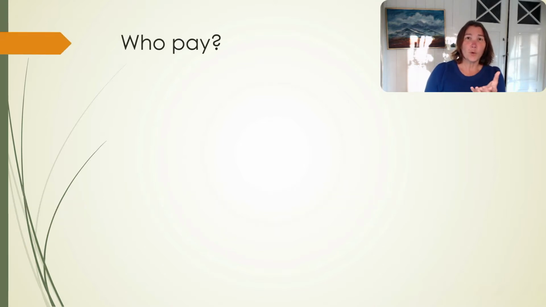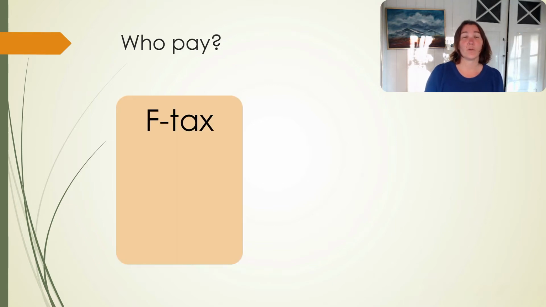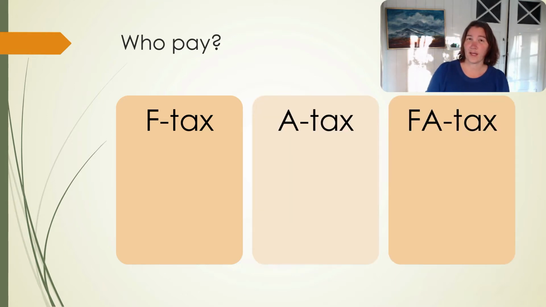So who pays these social security fees? Well, that depends on what kind of tax you have. Do you have an F tax, an A tax, or an FA tax? The social security fee is something that you pay when you earn money, when you have sold your time to somebody and got money in return for that time. It's like when you receive a salary. So you get money for something that you have done.